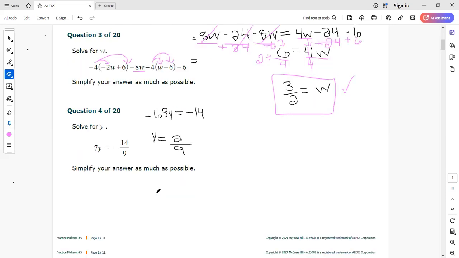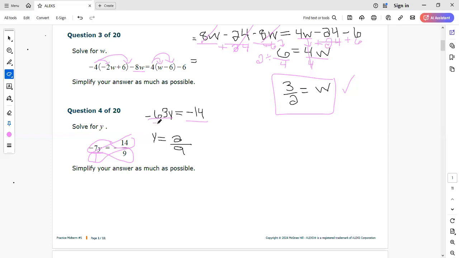For number 4, we have negative 7y equals negative 14 over 9. You want to make that negative 7y a fraction. And when you have this equal sign between, that becomes a proportion. To solve, you want to cross multiply. We'll multiply the two diagonals together. Negative 14 times 1 gives us negative 14. Negative 7y times 9 gives us negative 63.